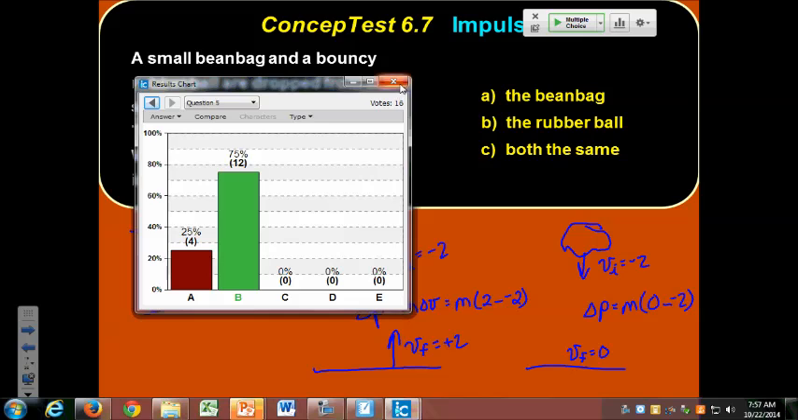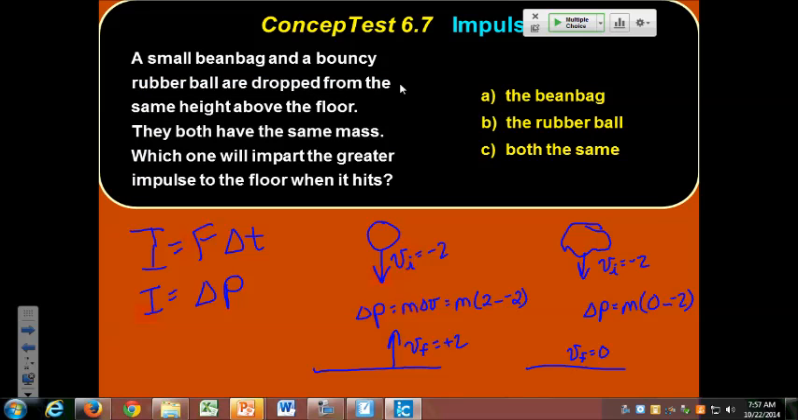All right, B is the right answer. It sees a greater change in velocity, so it has a greater change in momentum, so it's going to experience the greater impulse, or the greater force times delta t.